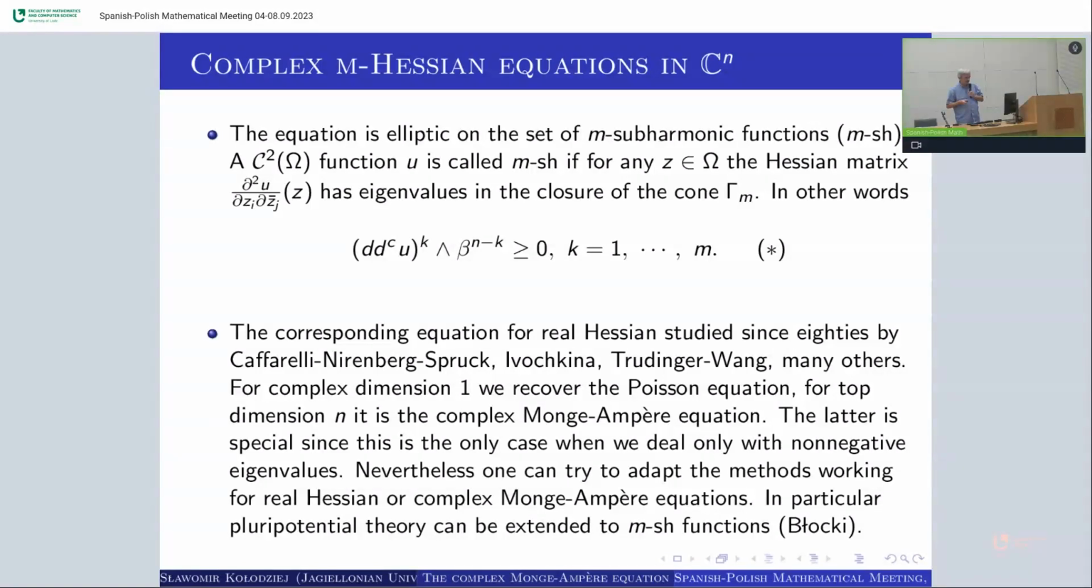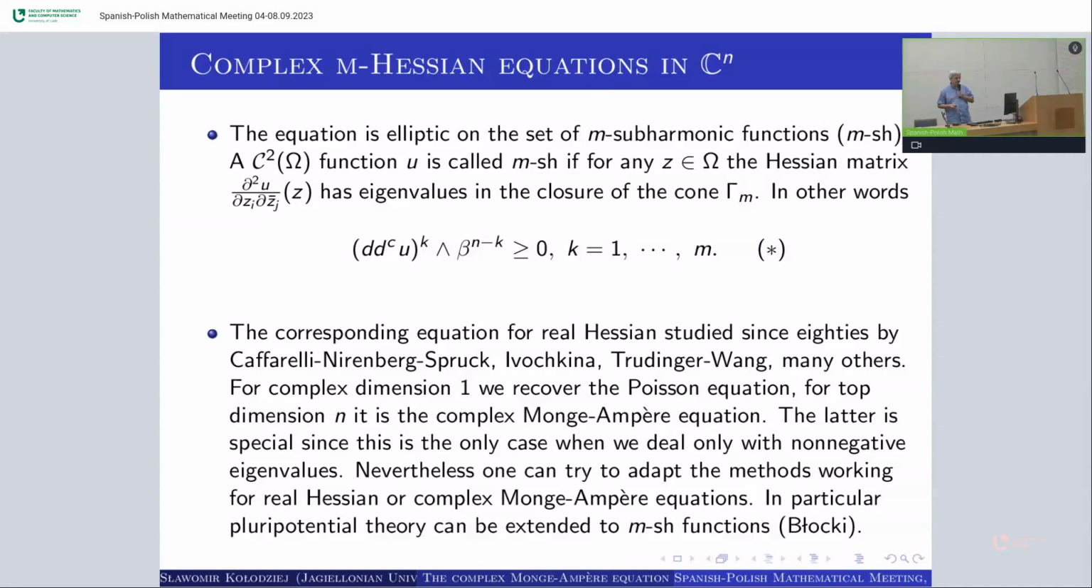And just the idea: if you start to study these complex Hessian equations, you have a choice. You can try to imitate the methods which work for real Hessian equations, but then if you want to work with weak solutions, you can try to use the methods which are known for the complex Monge-Ampère equations. And this was first done by Błocki in '05.